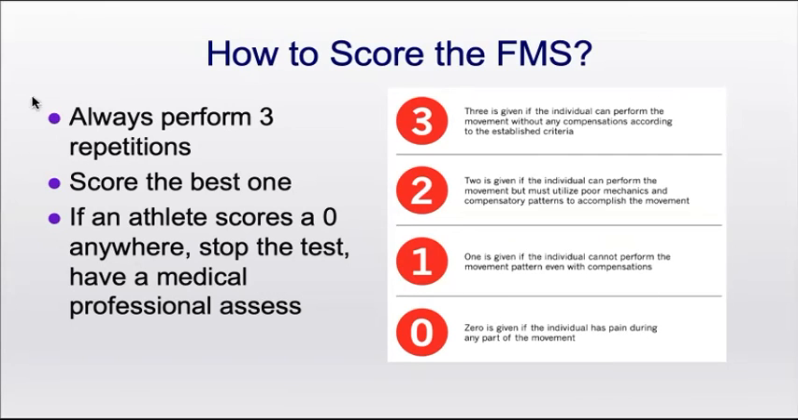When you're running individuals through the functional movement screen, you always perform 3 repetitions of the movement. When you perform those 3 repetitions, you score them all, and you keep the score of the best repetition. Okay. And again, I already mentioned this, but if an athlete does score a 0 anywhere in the test, you stop the test immediately and you have a medical professional assess them for injury.